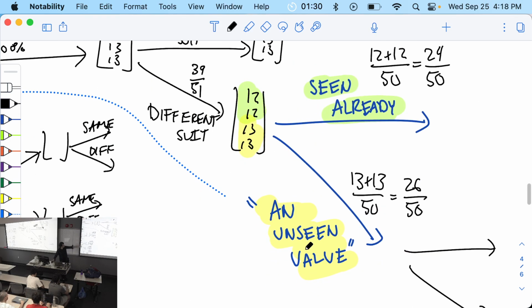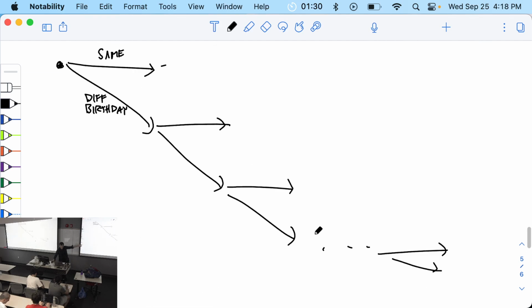So we did it 2 layers deep for cards. Now we want to do it 10 layers deep for people. That's what we'll finish up on Friday.